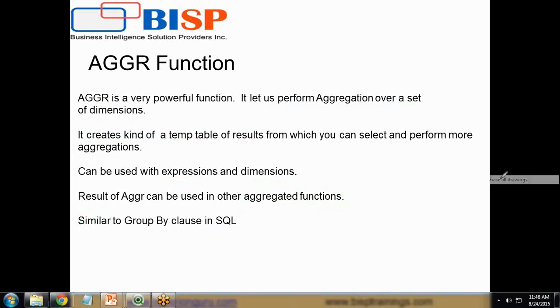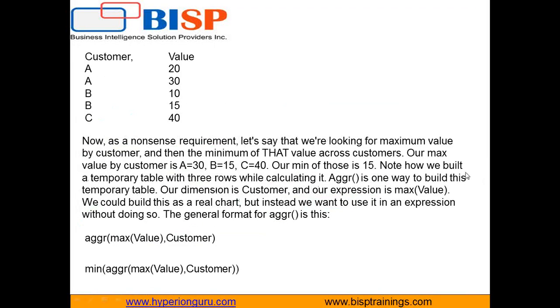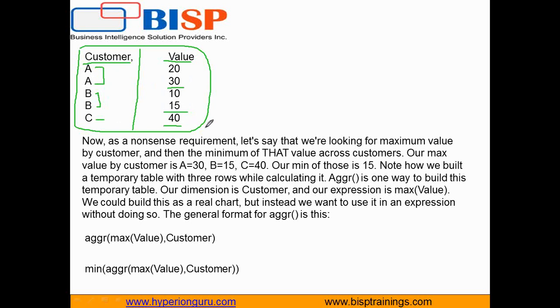Let's take a scenario, and I'll try to explain it with a simple example. Let's suppose we have a data table with two columns. One field is customer, another field is value, and you can see there are 5 records: 2 records from A, 2 records from B, 1 record from C. My requirement is that we would like to get the maximum value by customer. So the maximum value for A is 30, for B is 15, and for C is 40.